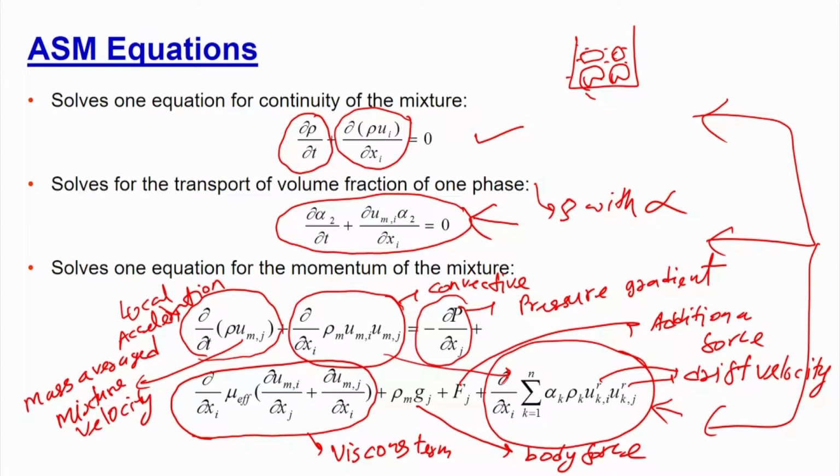The accuracy or the unknown terms here are still the drift velocity, and how it should be defined. As I said, the accuracy of these models depends on the definition of this, and these are mostly defined through empirical correlations.